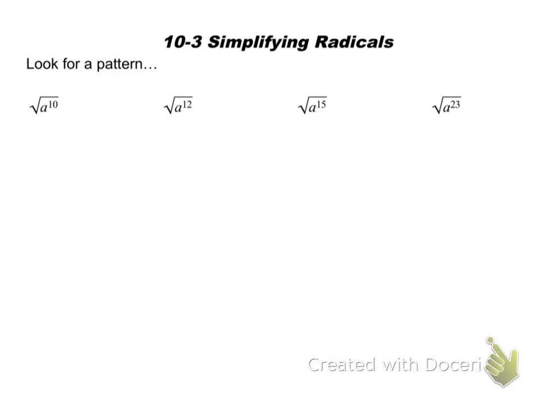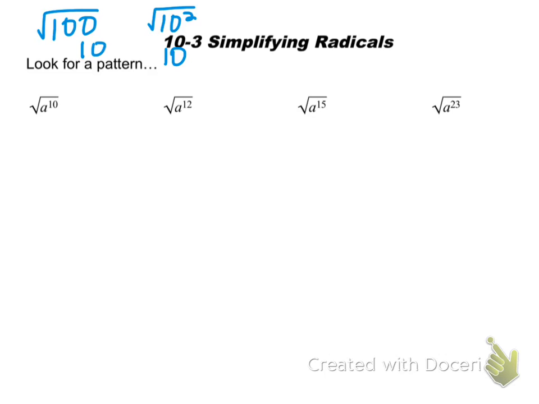So the square root of a to the 10th. When you take the square root of a perfect square, let's just say 100, remember that is really like the square root of 10 squared. Well, the square root of 100 is 10. So 10 squared is like that, and when you take the square root of it, you're really taking out that squared part.